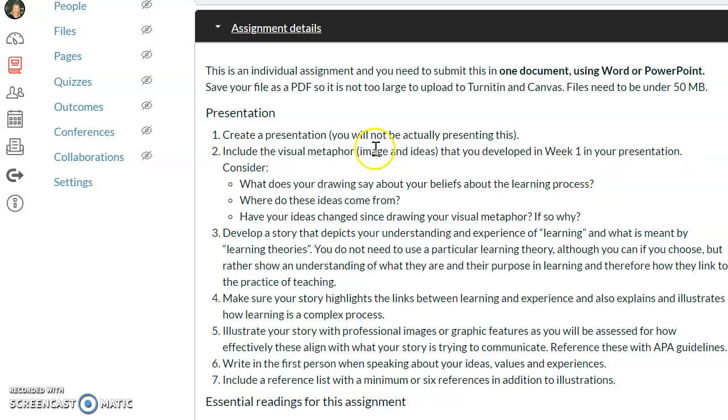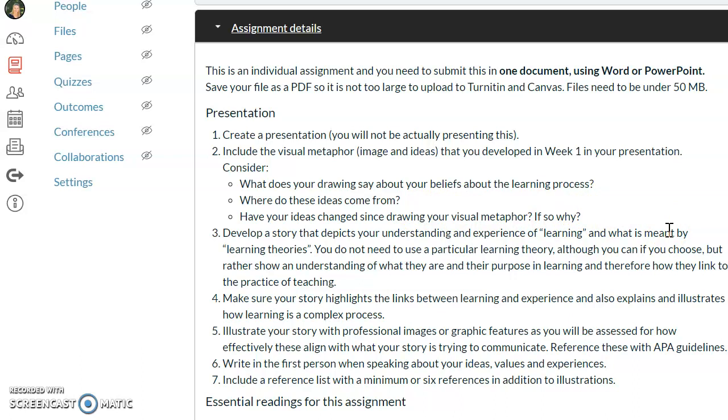So you can tell us, so we've got the word drawing here. I'm going to replace that with the word image, because you don't have to create a drawing. You could source an image. So what does your image say about your beliefs about the learning processes? This is talking about your visual metaphor. Where do these ideas come from? Perhaps have your ideas changed since you created your visual metaphor, or you found your visual metaphor, and why?